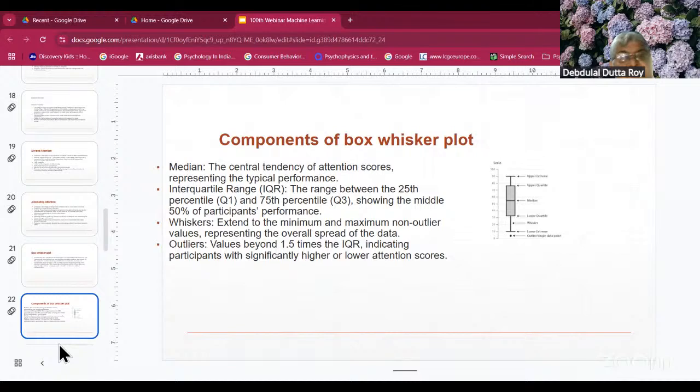Second one, interquartile range: the range between the 25th percentile and 75th percentile, showing the middle 50% of participants' performance. Interquartile range provides a lot of information, whether the box sizes are changing or not. Whiskers extend to the minimum and maximum non-outlier values, representing the overall spread of the data. So the whisker indicates the minimum value and the maximum value. Outliers: values beyond 1.5 times the IQR, that is, your interquartile range multiplied by 1.5, indicating participants with significantly higher or lower attention scores.